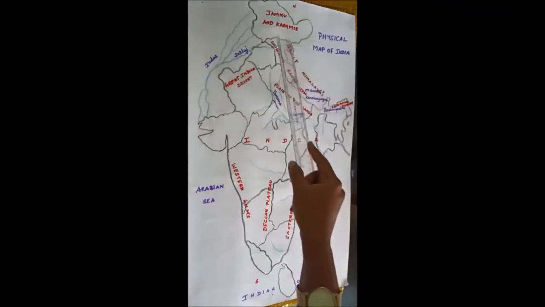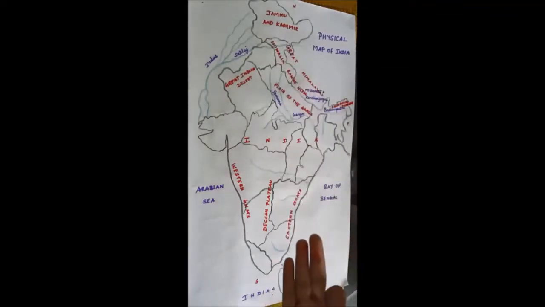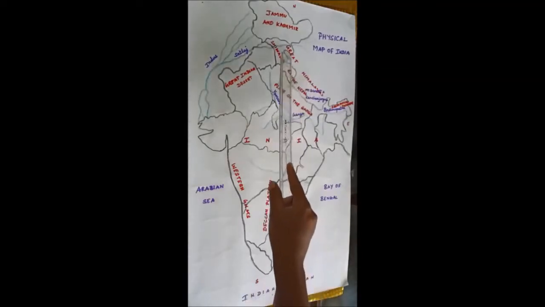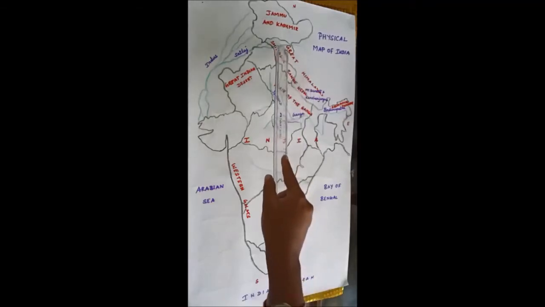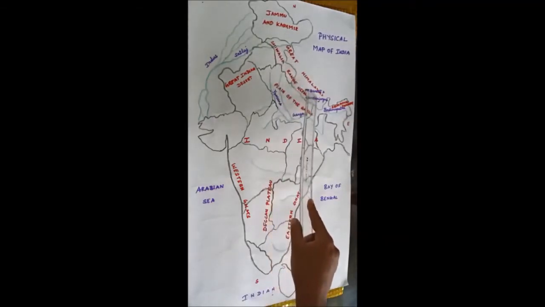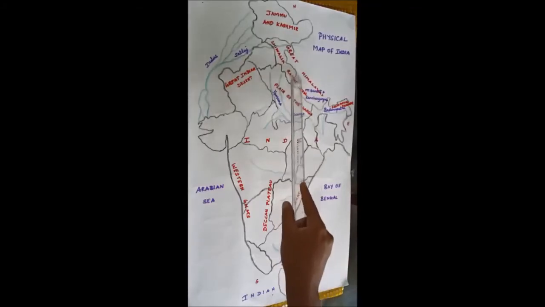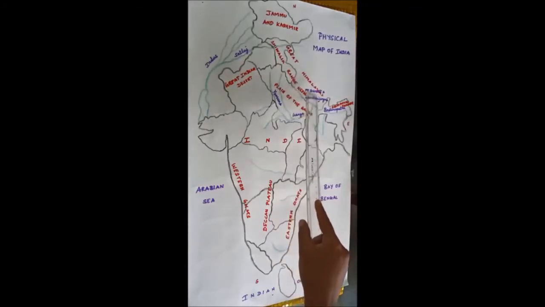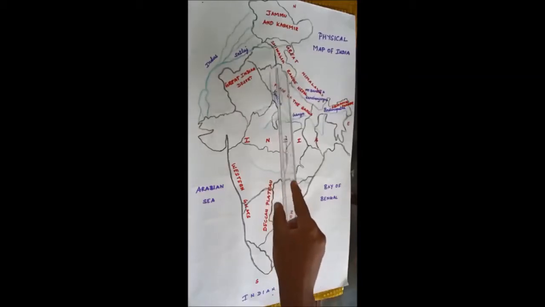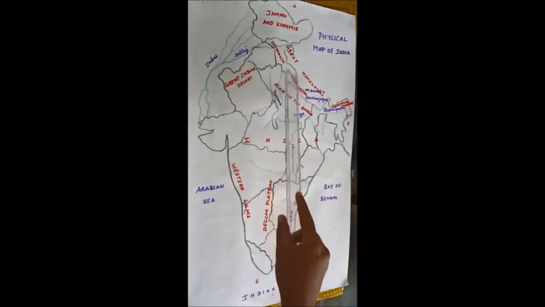Okay, children, this Himalayas is divided into 3 parallel regions, isn't it? The first one is the Great Himalayas or Himadri. The second one is the Middle or Lesser Himalayas, which is called Himachal. I told you about Mount Everest and Kanchenjunga, isn't it? The third one is the Shivalik range, the lower Himalayas.